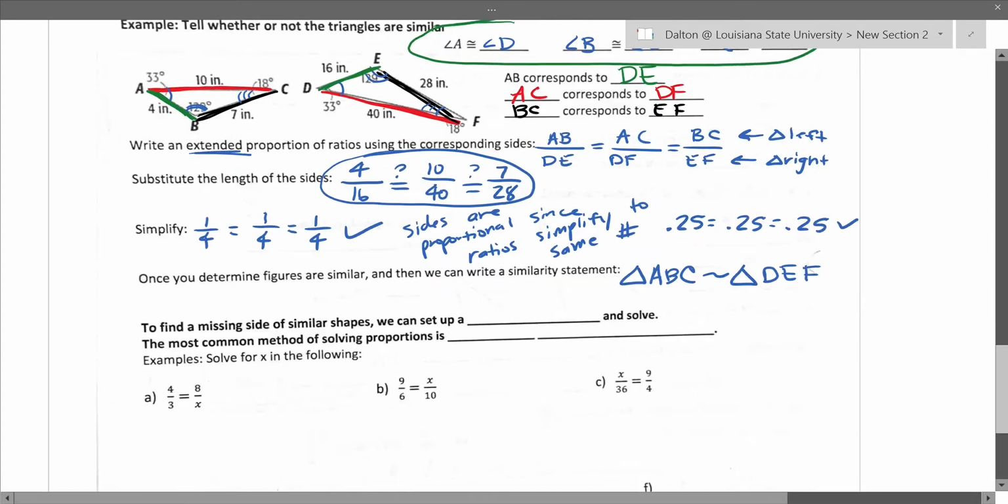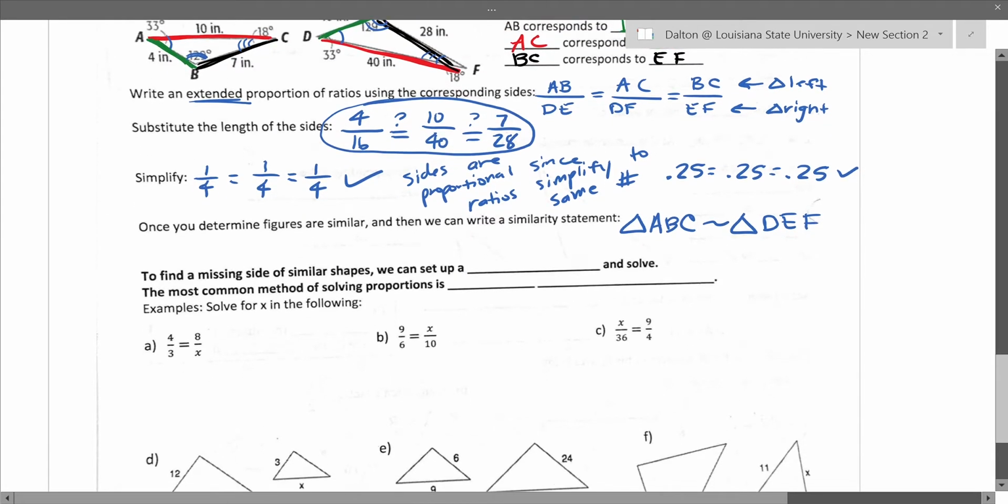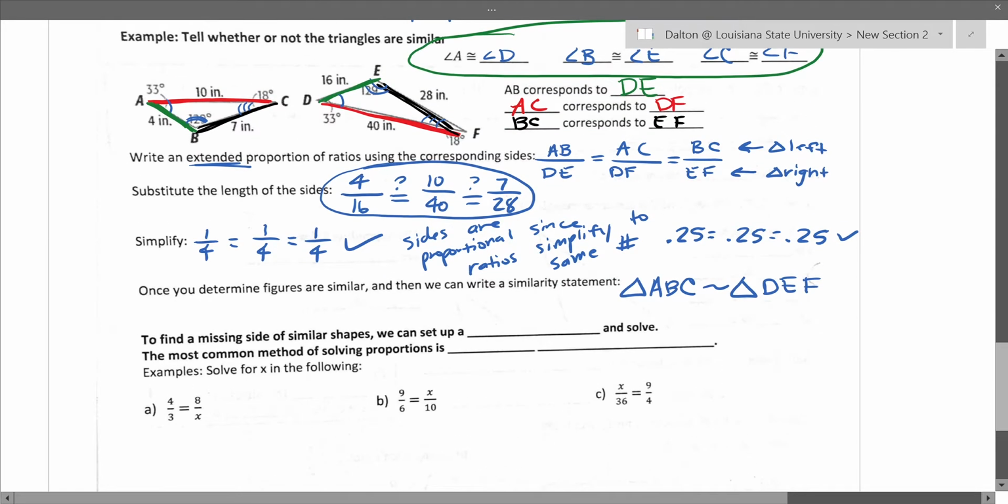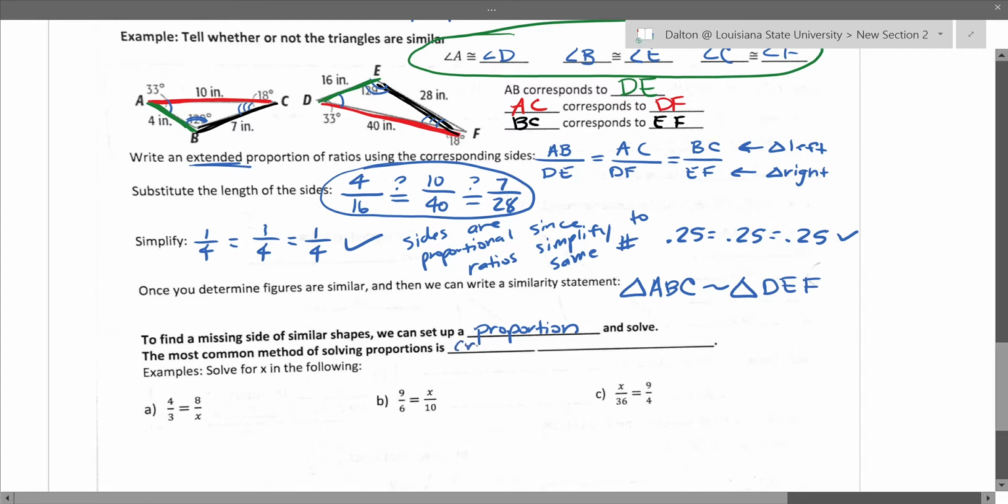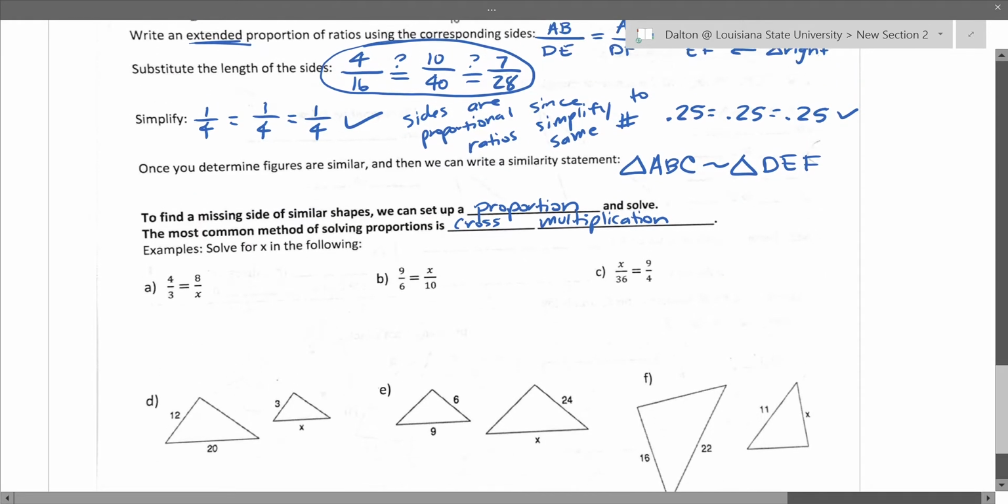The next part says, to find a missing side of similar shapes, we can set up a proportion and solve. So the most common method of solving proportions, which is something you're probably familiar with, is cross multiplication. So let's do a few examples. We're going to solve for x in each of these following scenarios.